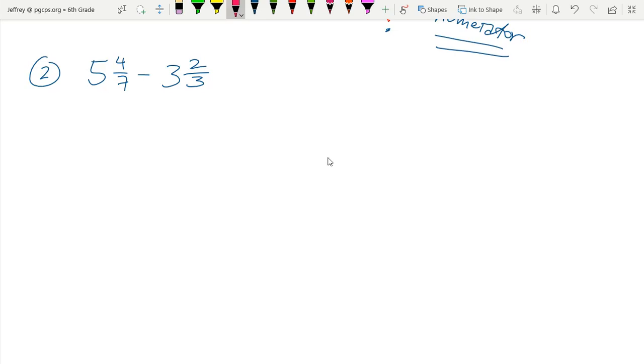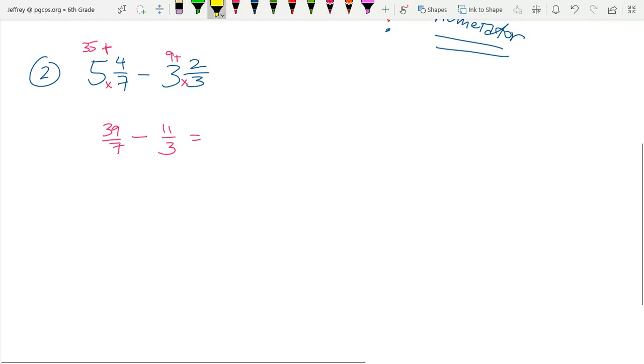So let's change the mixed numbers into improper fractions. Let's multiply 7 and 5, and that will be 35. Then you add 4, and that's going to be 39 over 7. Minus 3 times 3 is 9, plus 2, that's going to be 11 over 3.